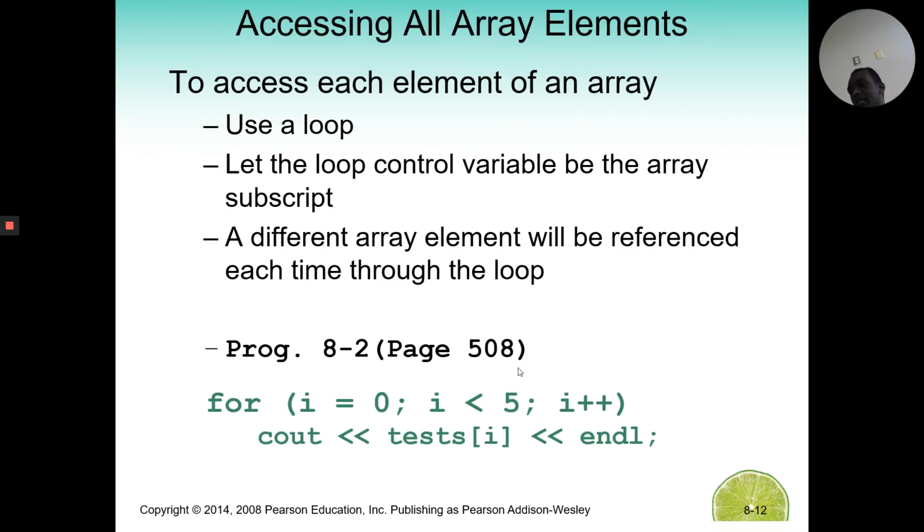Now, to access each element of an array, you have to use a loop. Let the loop control variable be the array subscript, and a different array element will be referenced each time through the loop. So you can say for i equal to 0, i less than 5, i++, assuming that you have declared the variable i. So you have to say int i. If you didn't say int i here, you would get an error. Or you can say the int here: for int i equal to 0, i less than 5, i++.